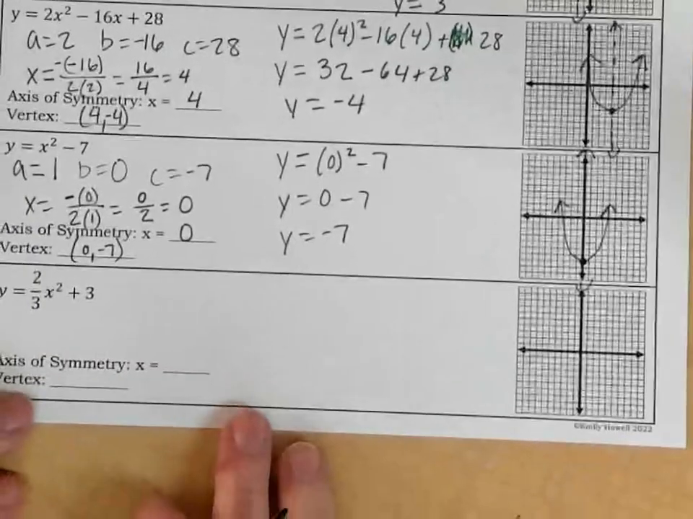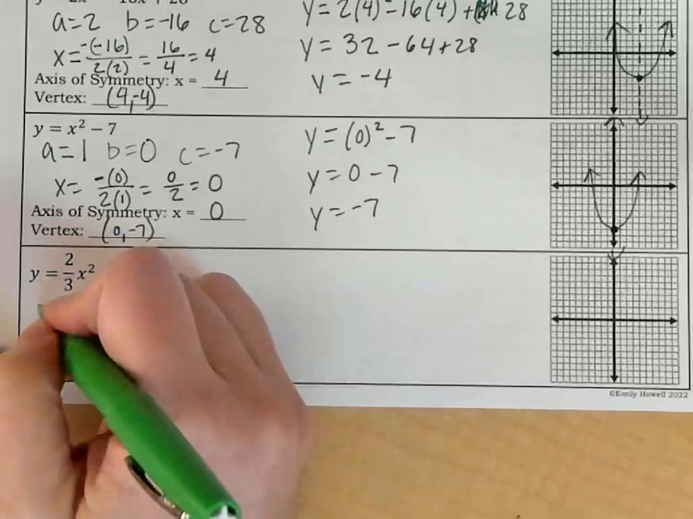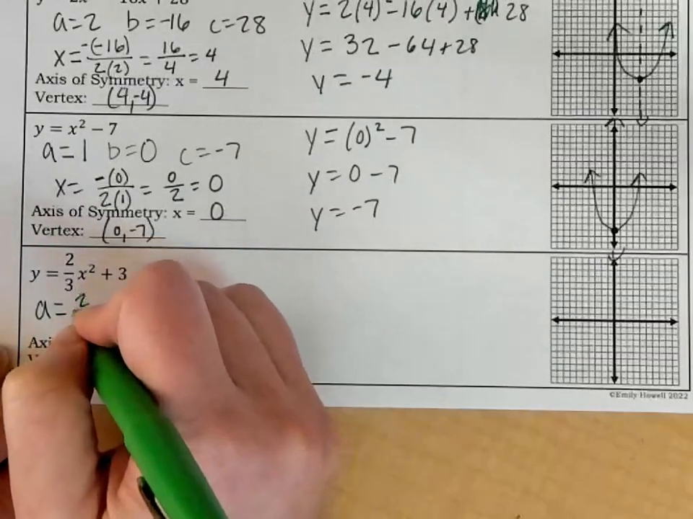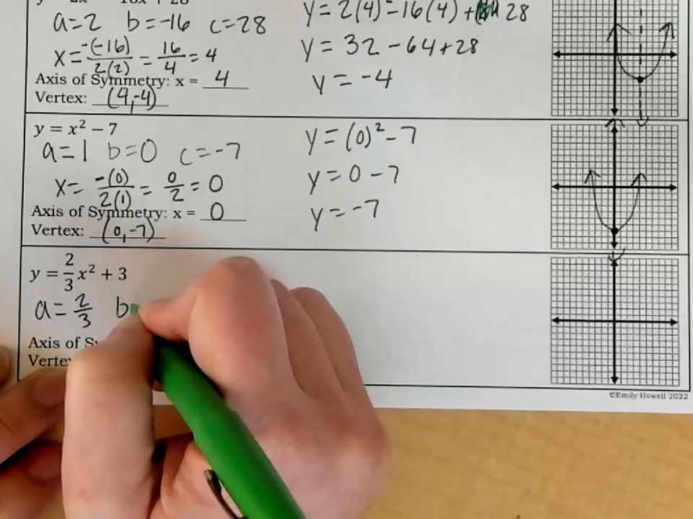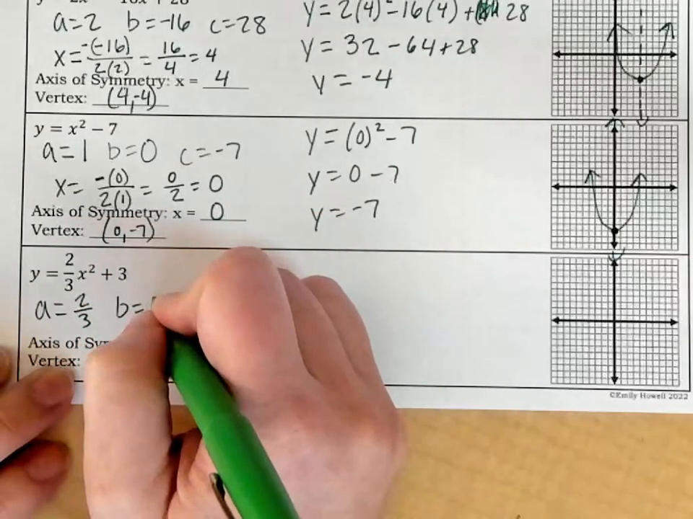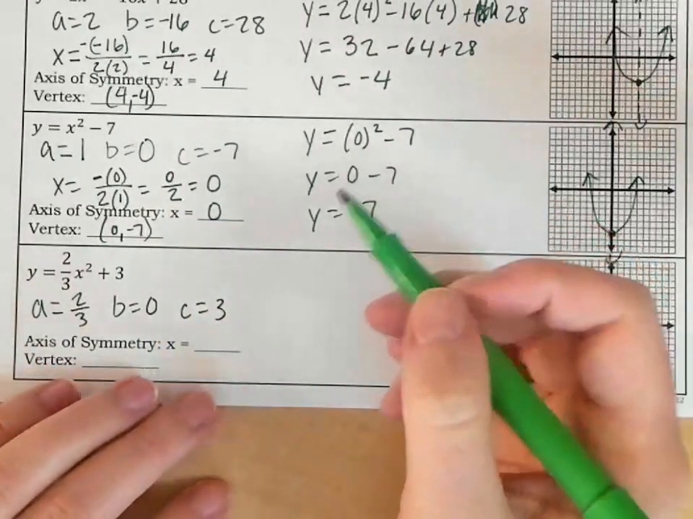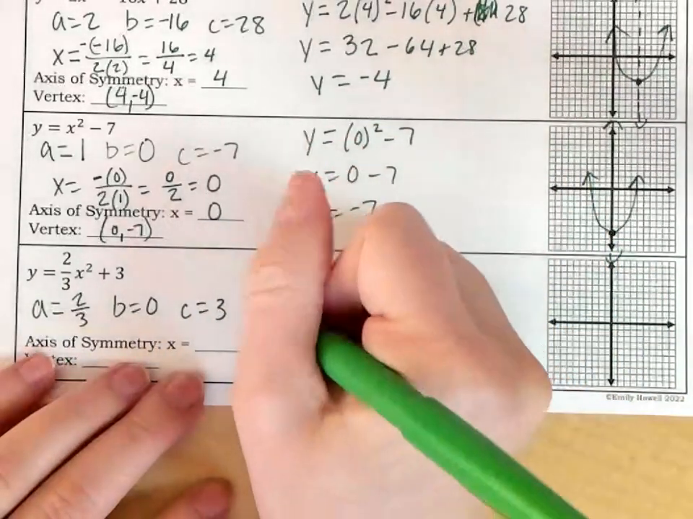Okay. And then my last example here is y equals 2/3 x squared plus 3. So again, I'm going to go ahead and write out my a equals. In this case, it's 2/3. B is not there. There's not a middle term, so we're just going to do b is 0, and c is equal to 3. So I'm going to plug this into my equation.